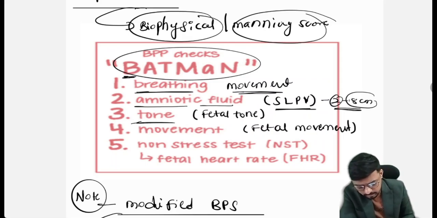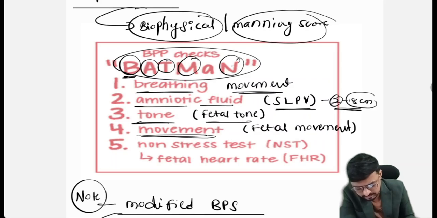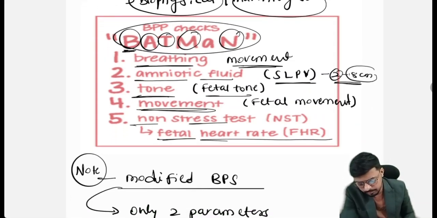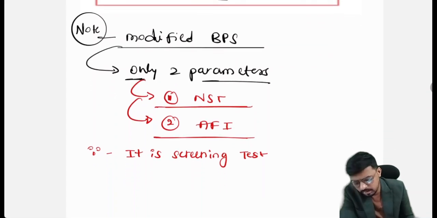Then the fetal tone. Here T stands for tone, A stands for amniotic fluid, that is the single largest pocket volume. B stands for breathing movements. M stands for the movement of the body, or the gross body movement of the fetus. The last, N, stands for the non-stress test, with the help of which we are assessing the fetal heart rate. These are the 5 important parameters to remember.